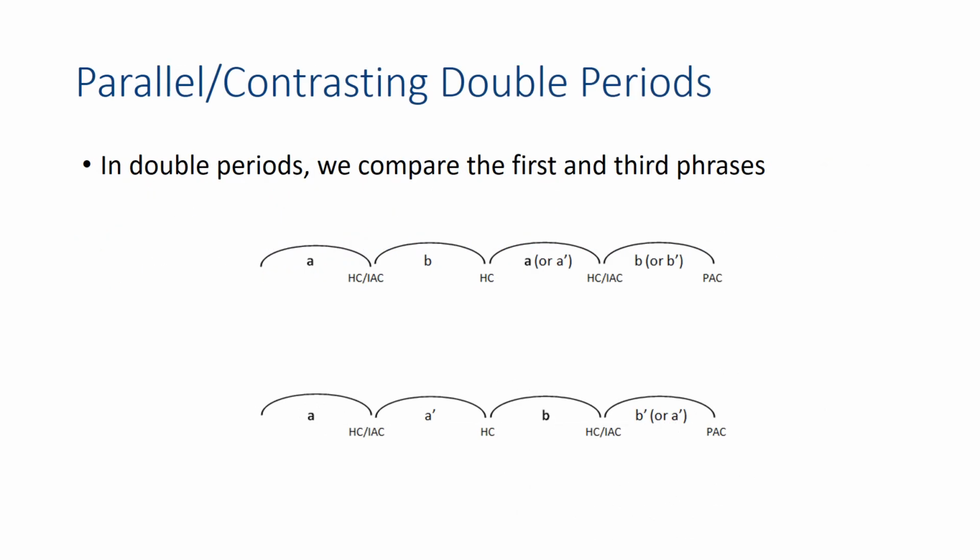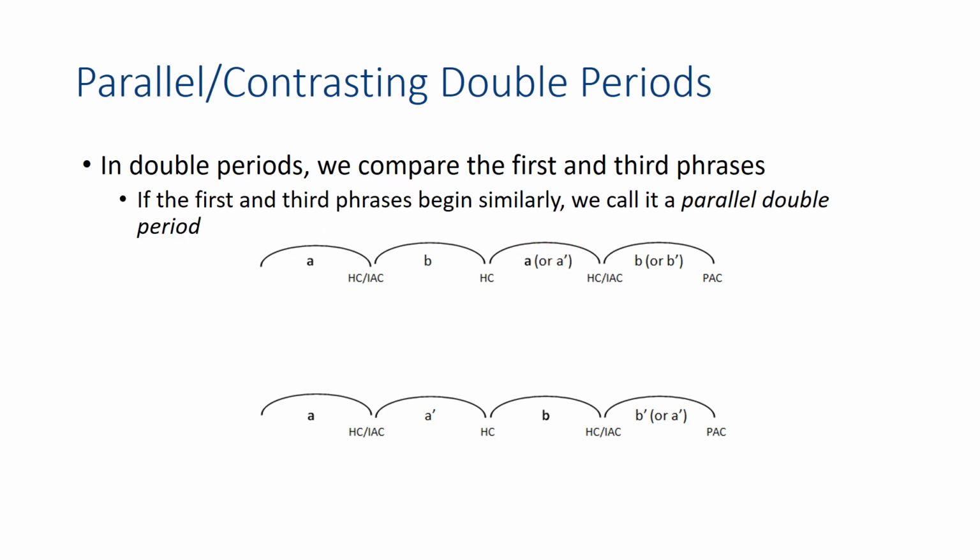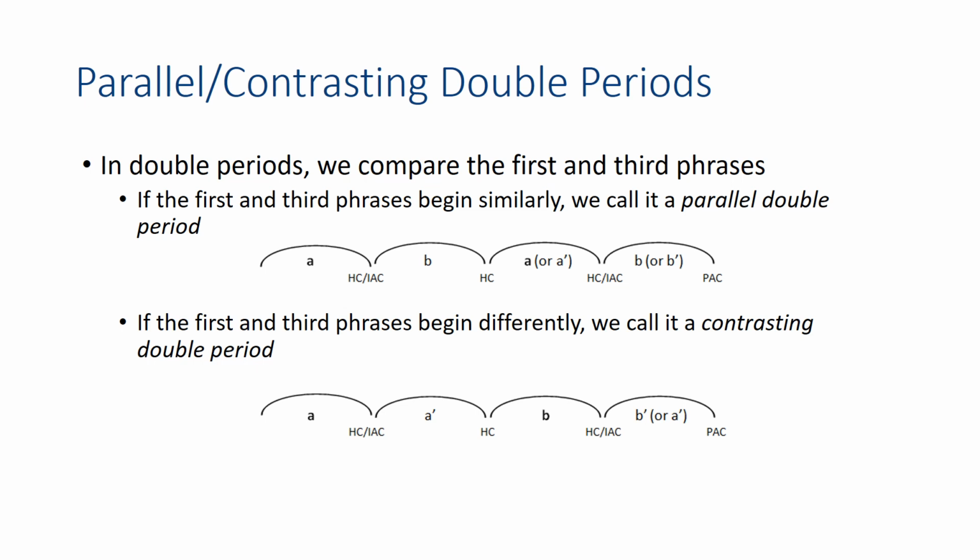When we're trying to determine if a double period is parallel or contrasting, we're going to compare the beginnings of each of those groups, so the first and the third phrase. So in this first case, we have an A, and here the second half of the double period also starts with an A, so that would make it a parallel double period. First and third phrases begin similarly. Whereas here, the first phrase starts A, third phrase starts with a contrasting idea B. So the 2 halves begin differently, so this is a contrasting double period. Okay?